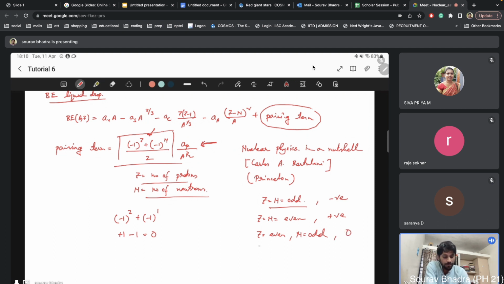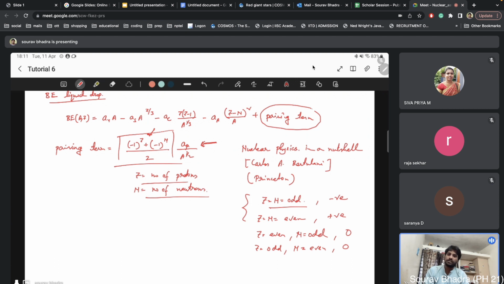Similar case is if Z equals odd and N equals 1. That means if either the neutron number or the proton number is odd and the other one is even, then the term will not exist. It will only exist if both are odd or both are even, and depending on odd or even, that will be positive or negative.